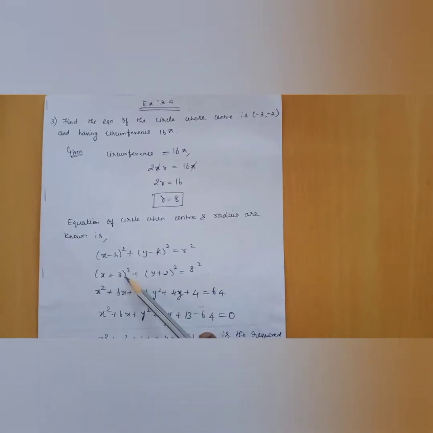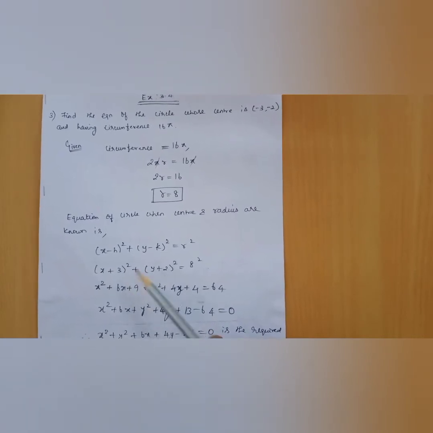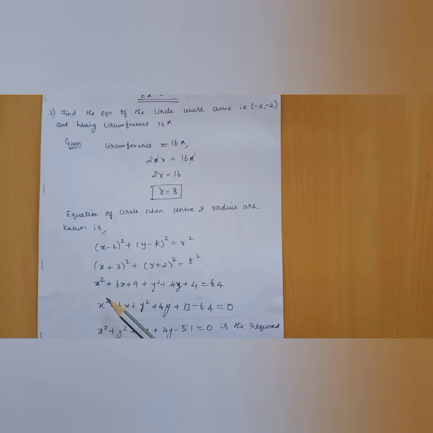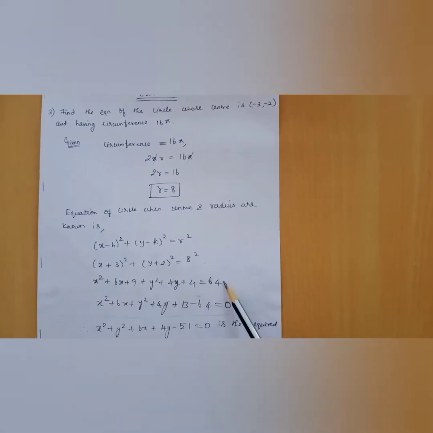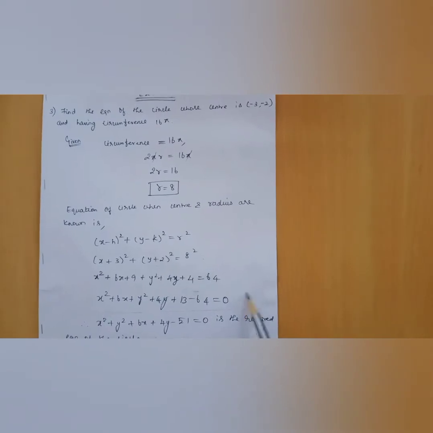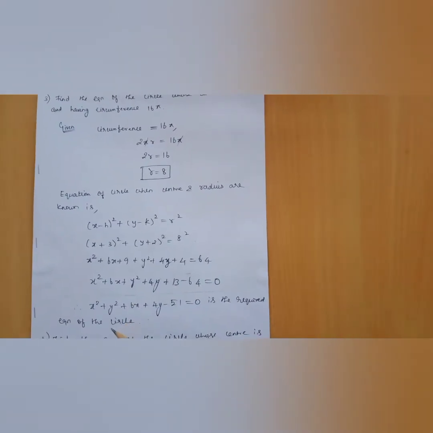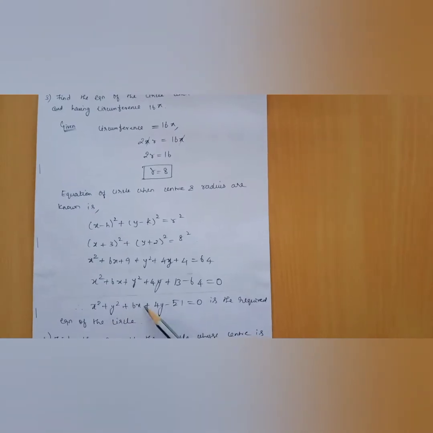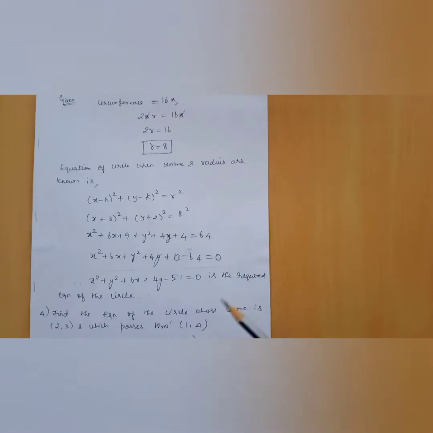Again I will expand this using the (a + b)² formula, and this is also a + b. So a² + 2ab + b², here also a² + 2ab + b², is equal to 64. I can bring the 64 to this side. So subtracting, I am getting the equation of the circle to be x² + y² + 6x + 4y - 51 = 0, which is the required equation of the circle.